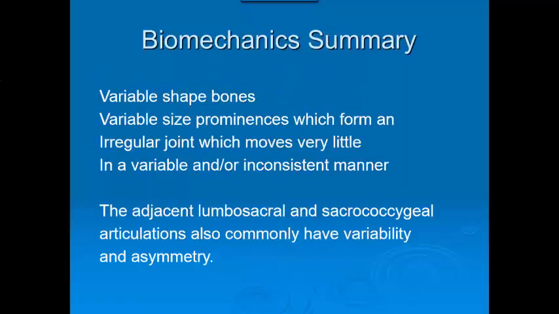So in summary of SI joint biomechanics, we have bones of various shapes with variable and inconsistent prominences forming an irregular joint that doesn't move much in a variable and sometimes inconsistent manner. The joints adjacent to the SI joint are also quite variable in their symmetry and orientation.